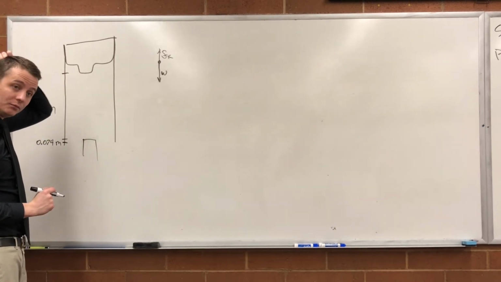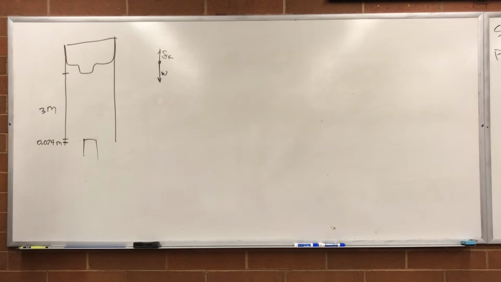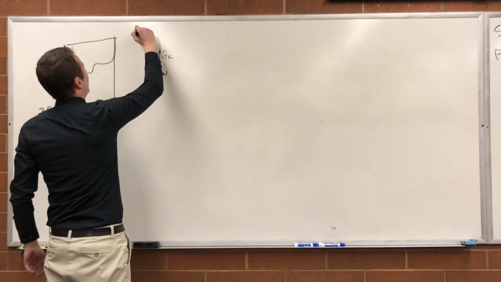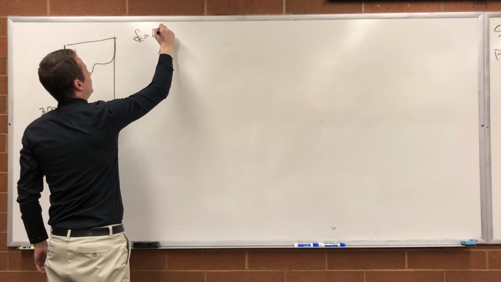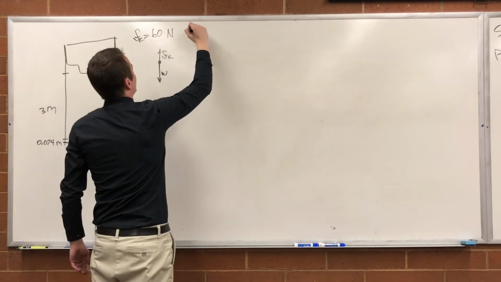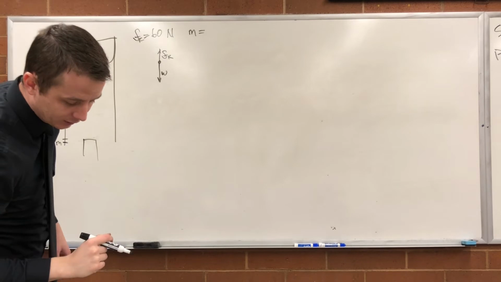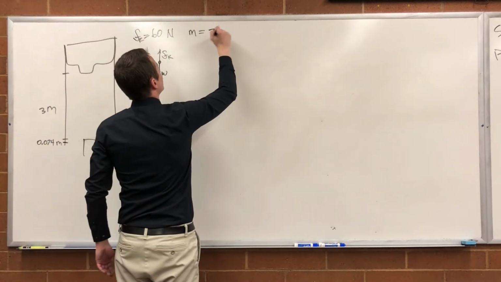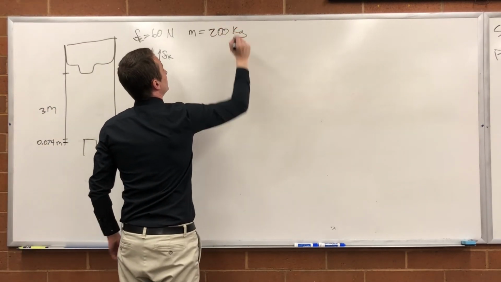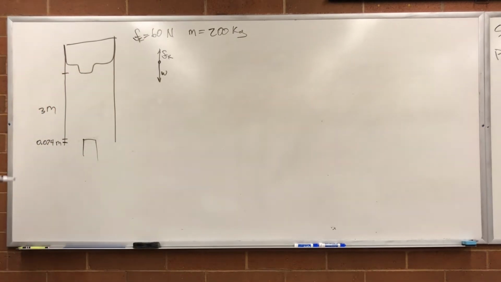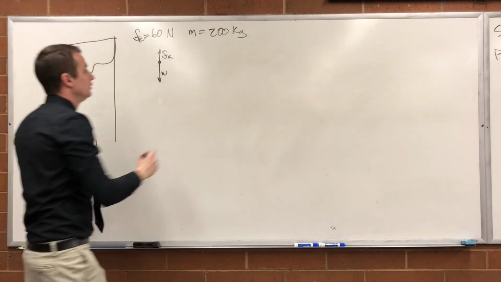Okay. Right? Do we know how much friction? Yeah, they told us 60 newtons. So I know F sub K is equal to 60 newtons. Did it say 60 newtons to each side or just total? Just total. And I know the mass of this thing, I think, is 200 kilograms. 200 kilograms. Yeah. Okay. So let's calculate the work done.